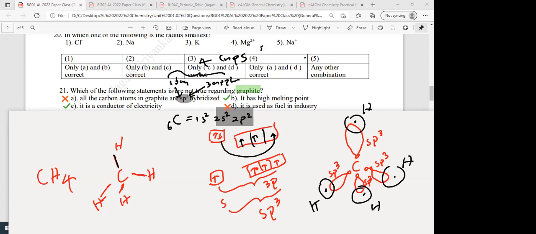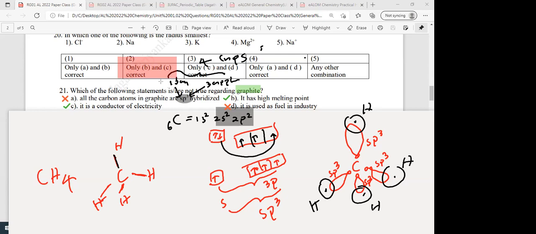High melting point, graphite, correct. Conductor of electricity, graphite, correct. All the atoms sp3 hybridized, wrong. So the answer is B and C. B and C means the answer is 2. Answer is second. Right. Let's see your answers now.